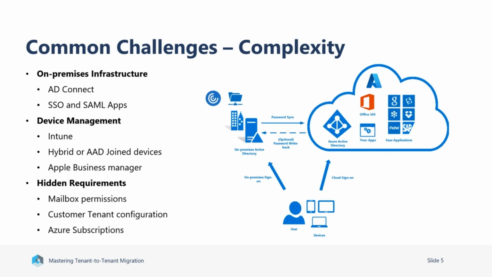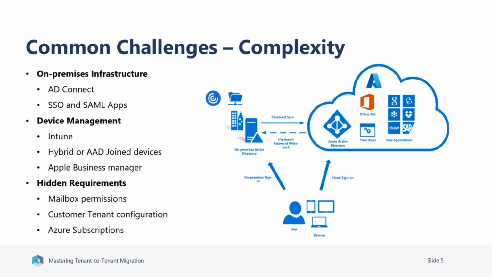So the first one here, we've got AD Connect and SSO and SAML apps. For enterprises, more often than not, they'll be using AD Connect synchronization, so that'll be the single source of authority for identity. Many organizations have SSO configured and SAML applications hosted in the cloud, which are accessed from on-premise. Quite often they'll be business critical applications like SAP, HR applications, and so forth. All these need to be considered in a tenant migration, because they need to be decoupled from the source environment and moved to the target environment as well.